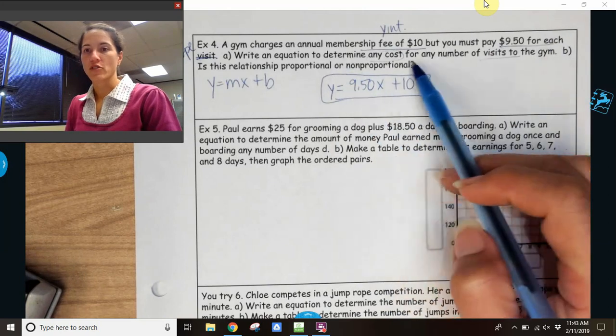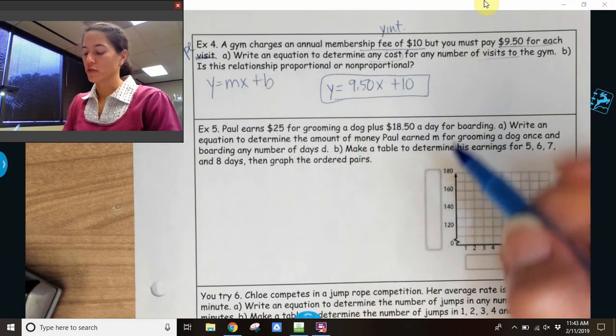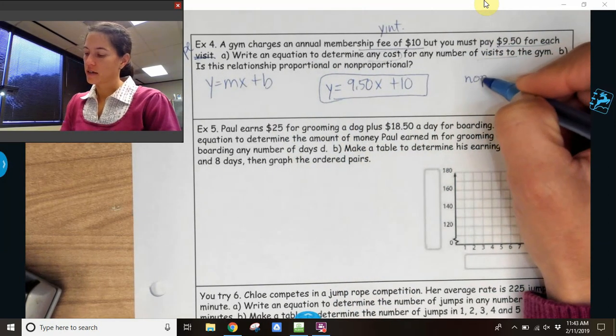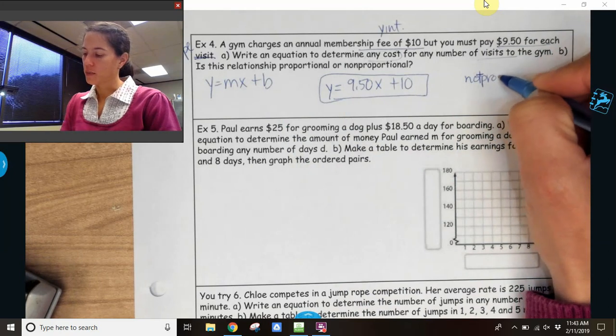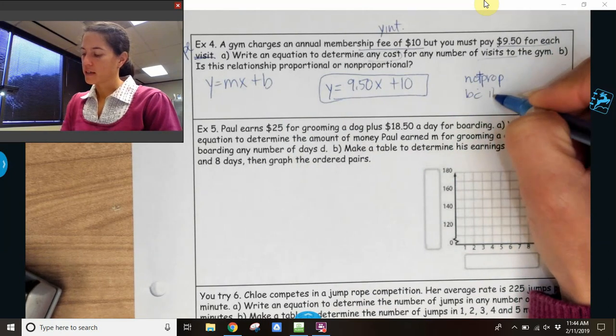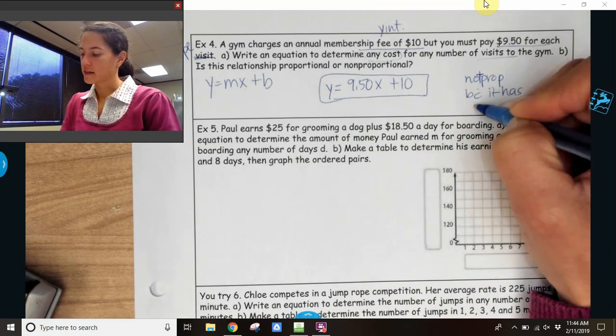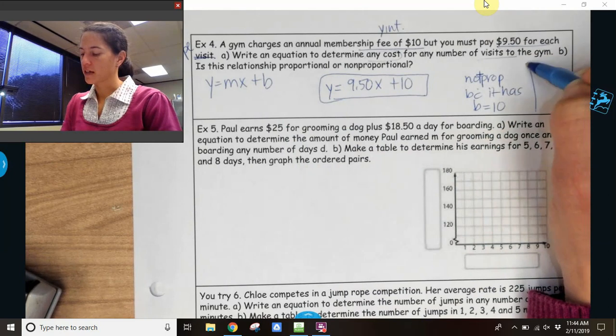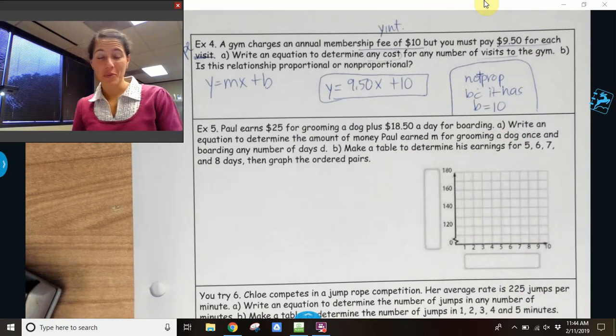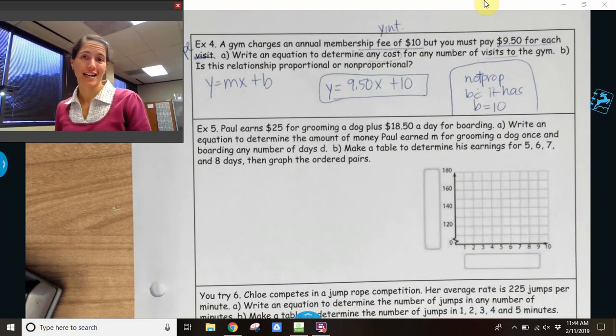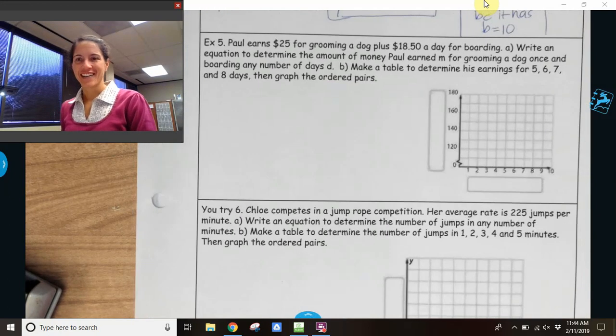So we wrote an equation, and then part B, is the relationship proportional or non? It's not proportional because it has a y-intercept of 10. It's not proportional because the y-intercept is 10, not 0. So that was the answer for number 4. Okay, number 5.